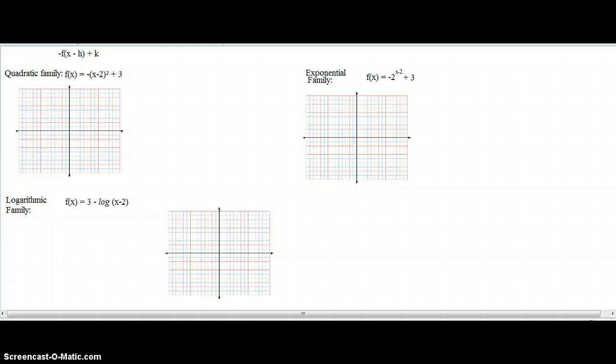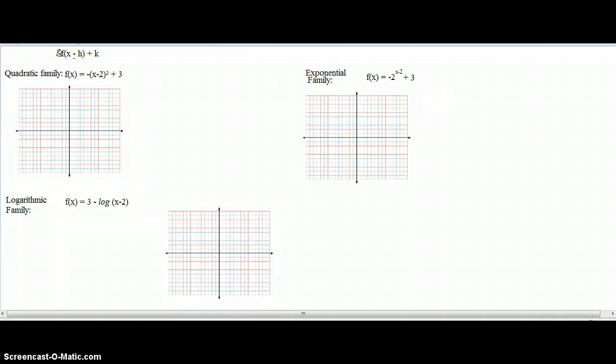But up here I have just the function notation of what I've done to each of these families. I put a negative in front of the function, I've subtracted a number on the inside of the function, and I've added a number on the outside. So when you put a negative in front of the function, that negative reflects it over the x-axis. So that's what a negative in front of a function does. It reflects the graph over the x-axis.